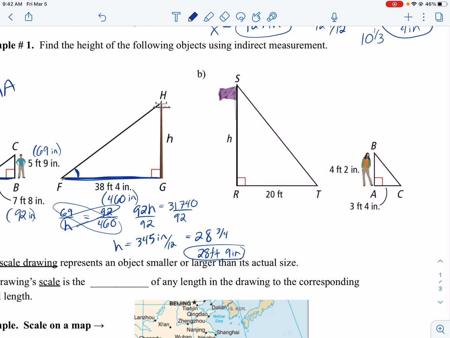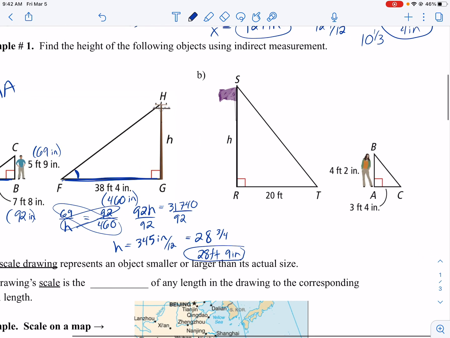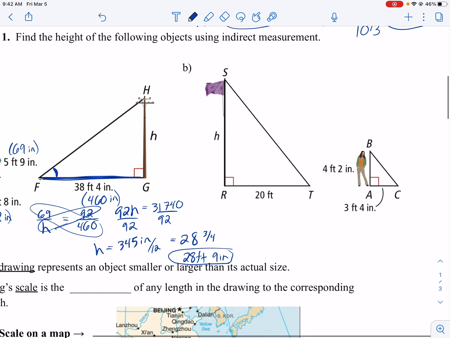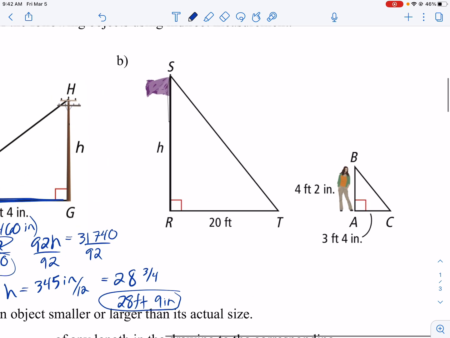Okay, let's have you try the same or similar example using this person here who's 4 feet 2 inches tall, and we want to find the height of the flagpole. All right, first thing you probably want to do is convert these all into inches, just multiplying by 12. 4 times 12 is 48, plus 2 is 50, so 50 inches. And 3 times 12 is 36, plus 4 is 40 inches.